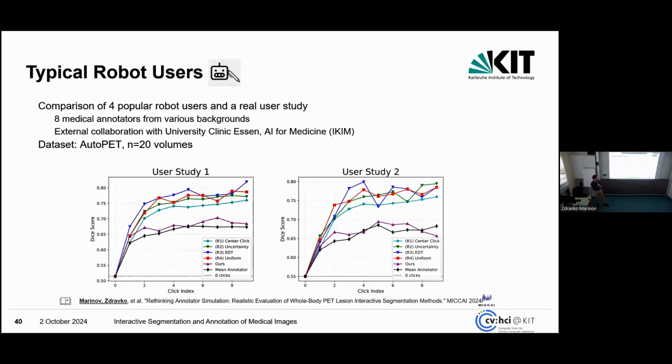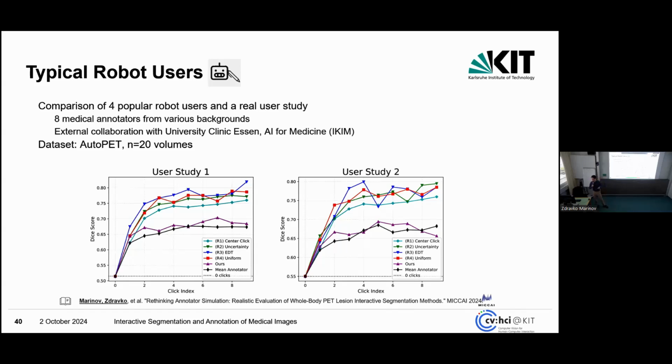Our publication at MICCAI this year, which I will present next week in Marrakesh, goes exactly into this direction. Similar to the guidance signal study, we took a look at popular robot users used in the literature and compared them. We looked at 4 popular robot users: one that uses the center click, one that simulates a click in the encircling regions, one that uses the Euclidean distance transform, and one that uniformly samples random clicks.